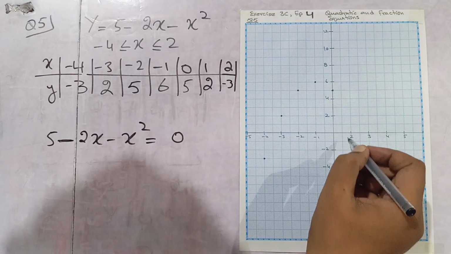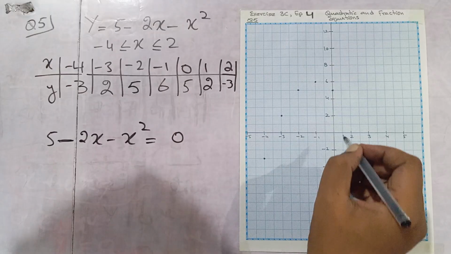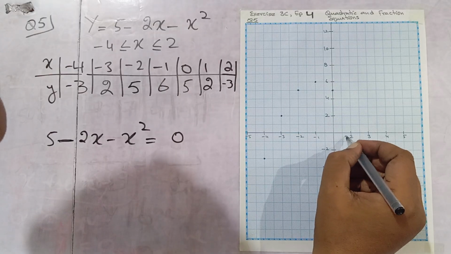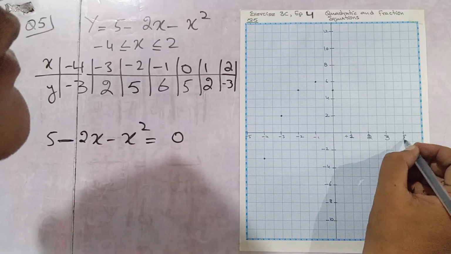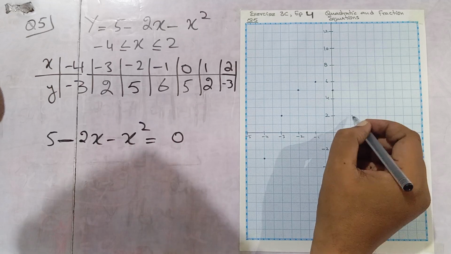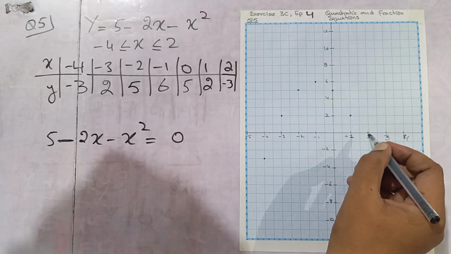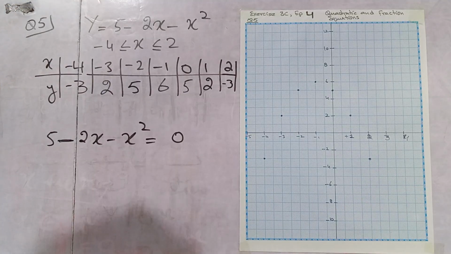At 1, it is, sorry, this is minus, this is positive 1, and this is 2, this is 3, this is 4. At 1, it is 2. At 2, it is minus 3. So you see this graph is very, very smooth. So I'm going to draw this curve. This shape is called a parabola.